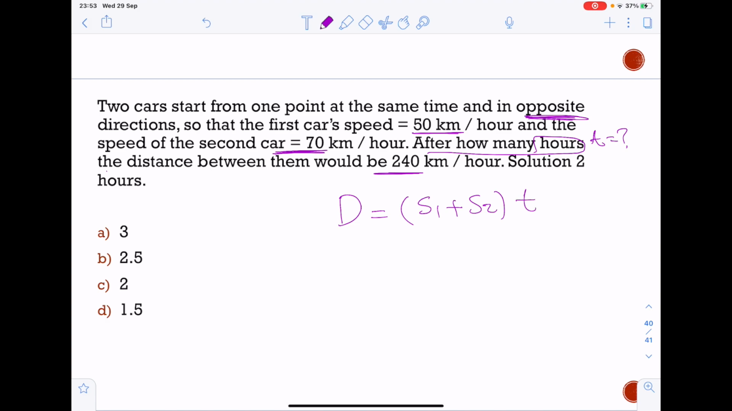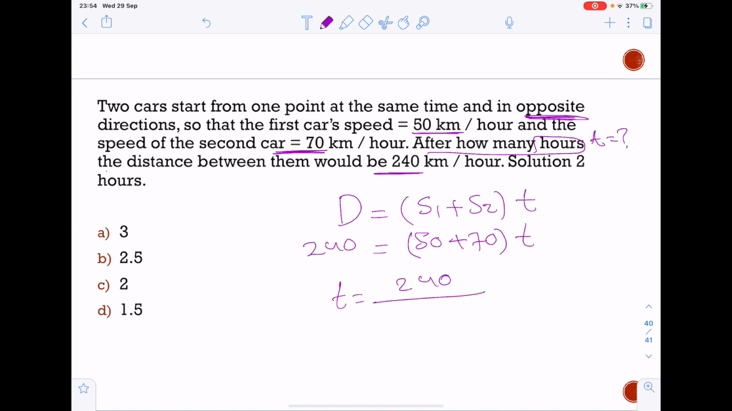So let's substitute the values. Here the distance is 240, speed number 1 is 50, speed number 2 is 70, and time is the missing value. To find t, we divide 240 over 50 plus 70, which is 120. We cancel this together and we will have 2 hours.